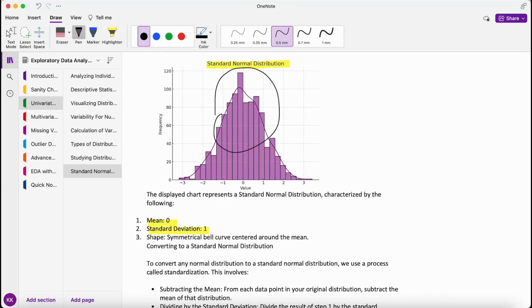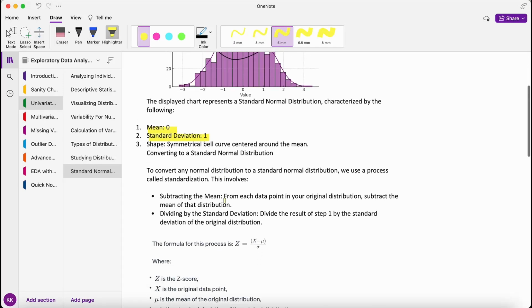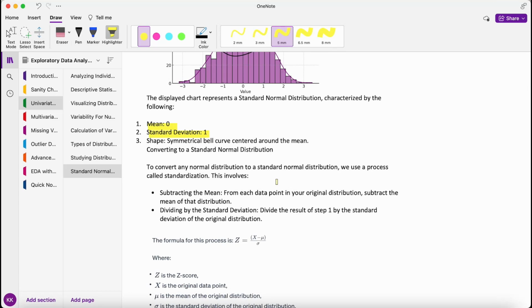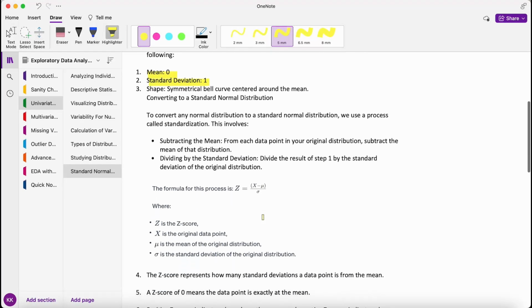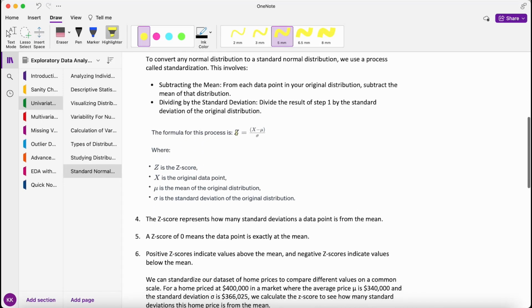Why is this important? Because any normal distribution can be transformed into a standard normal distribution through a process called standardization. This allows us to compare different datasets on a common scale, even if their original scales differed. Let's see how standardization works using the Greek letter Z to represent the standard scores, or Z-scores. A z-score calculates how many standard deviations a data point is from the mean. Here's the formula: z = (x − μ) / σ, where x is a data point, μ is the mean of the dataset, and σ is the standard deviation.